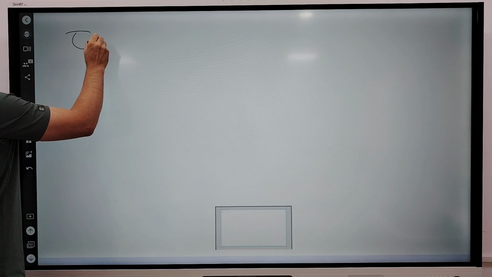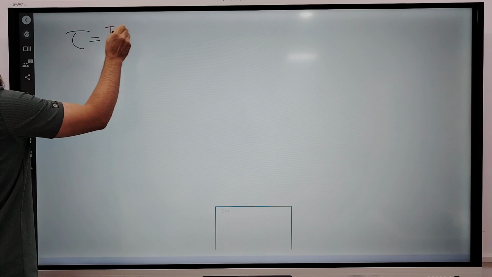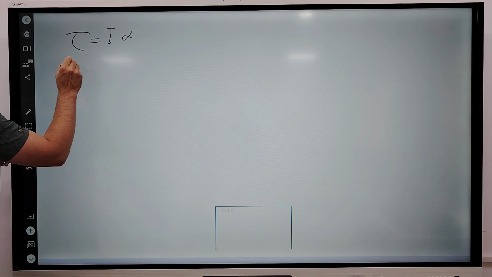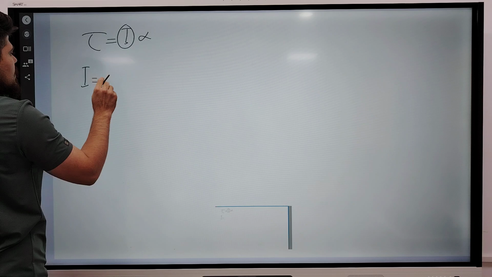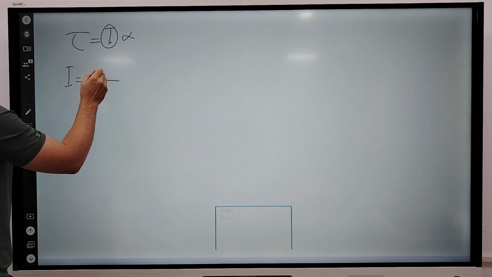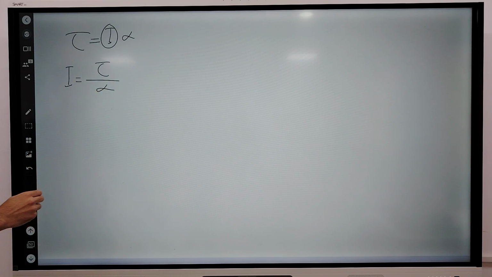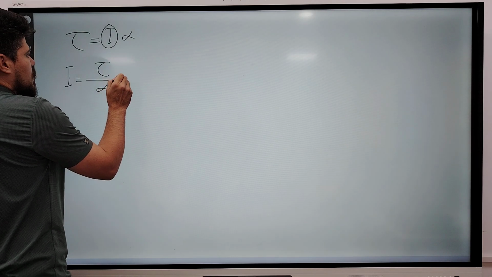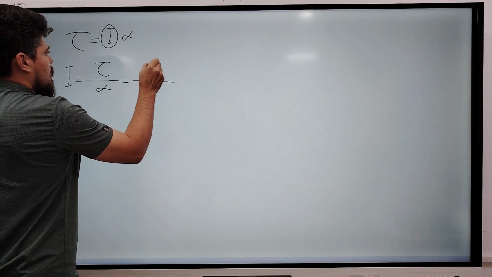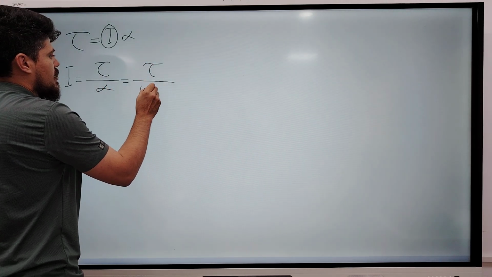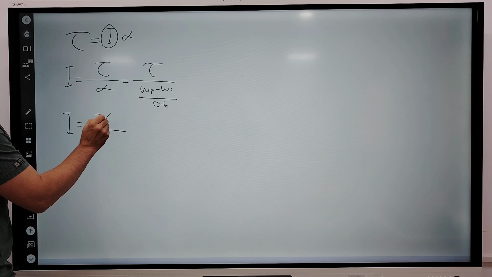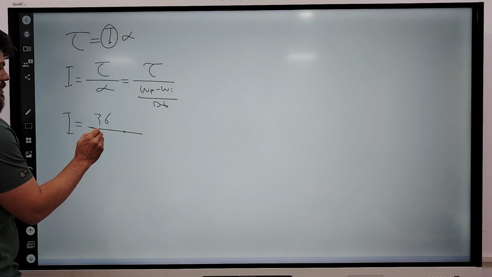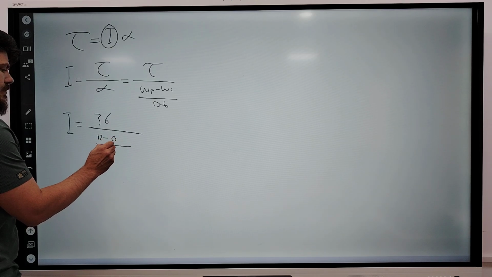Newton's second law for rotational motion: torque is equal to I alpha. What is unknown? Moment of inertia. Moment of inertia is equal to torque divided by alpha. Do we have torque? Yes, 36. Do we have alpha? No. Alpha is equal to omega final minus omega initial divided by t. Now replace torque 36 Newton meter. Omega final in the case of speeding up, 12 minus 0, divided by 6.